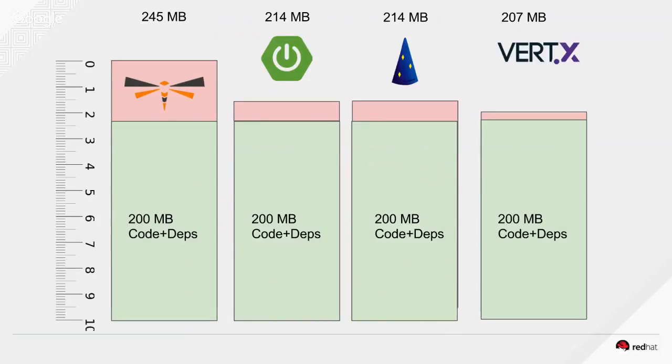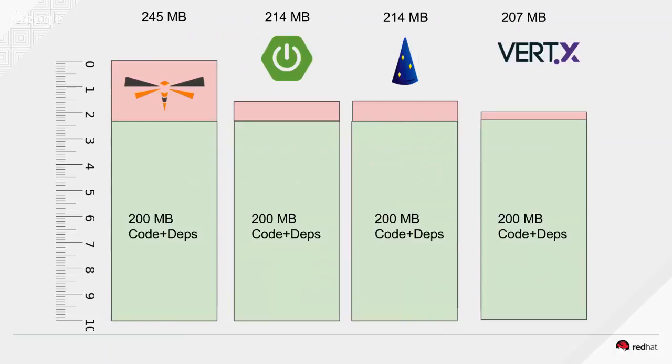If you look at a larger application, maybe a real world application instead of Hello World, they can grow up to around 200 megabytes for the code plus dependencies. So the size of the libraries and the frameworks you're using, whether you're using WildFly Swarm or Spring Boot or what have you, start to become less important. The more important thing is the overall size of that application as it grows.